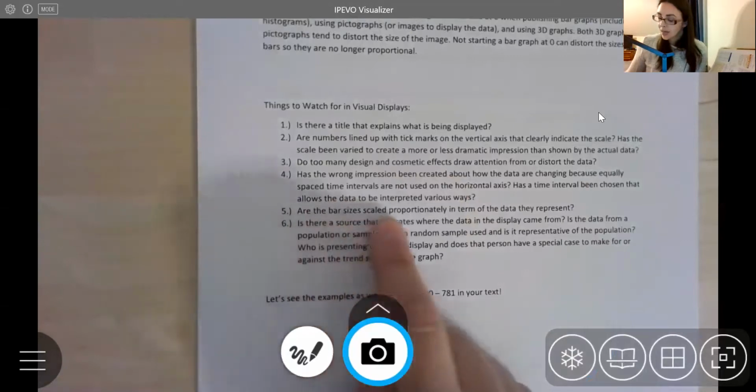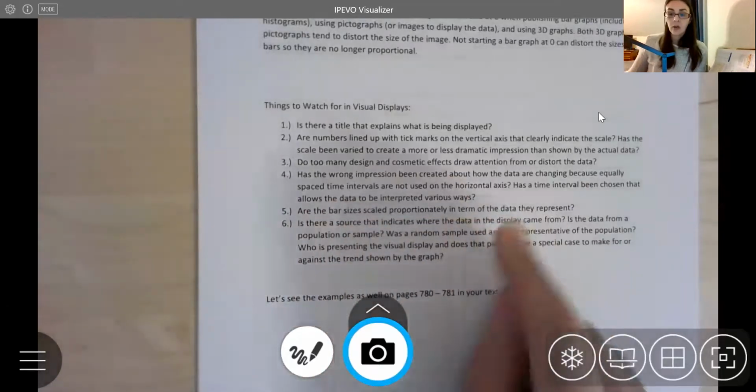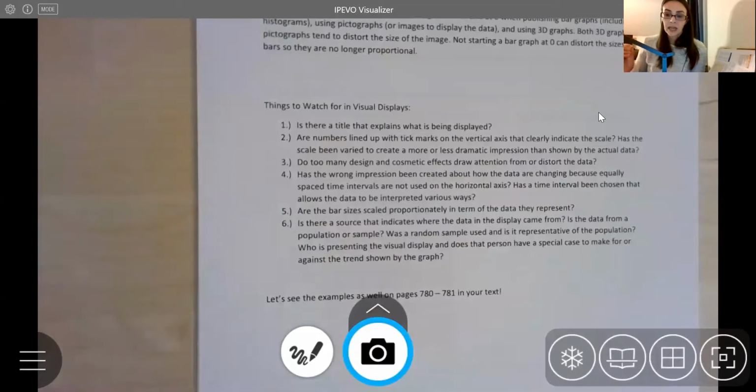Are the bar sizes scaled proportionally in terms of the data? Again, your bar sizes should be proportionate to the data. So if one of your frequencies is 3 and the next one is 6, then one bar should be half of the next one. They should be the right sizes. That's really important.